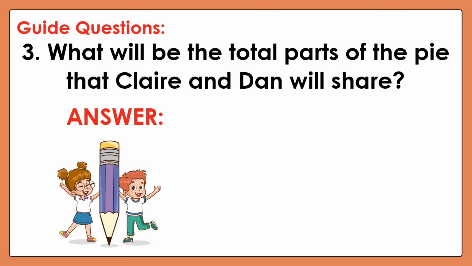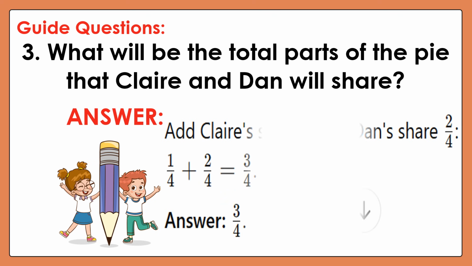Third, what will be the total parts of the pie that Claire and Dan will share? The answer, add Claire's share 1/4 and Dan's share 2/4. So 1/4 plus 2/4 is equal to 3/4. Therefore, the answer is 3/4.